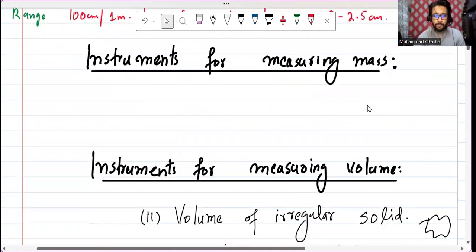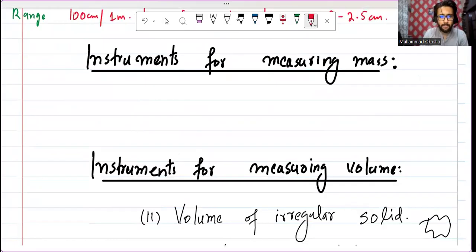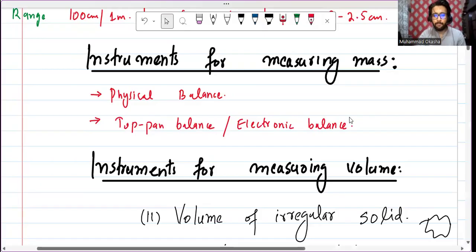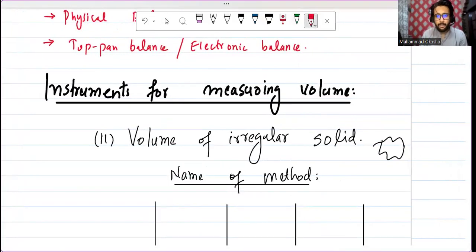Then we have instruments for measuring mass. There are two instruments that we normally use for measuring mass. The one is the physical balance. I'm sure you've seen that. You use two masses to compare, and use the comparison of the masses to measure the mass of the unknown object. And then there is the top pan balance, also called the electronic balance.